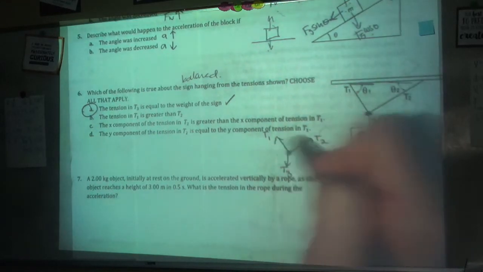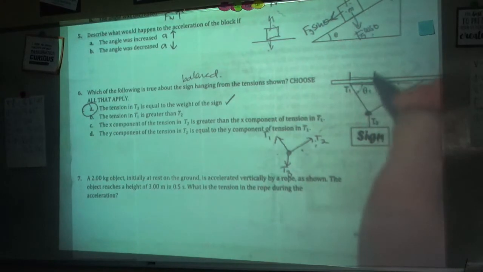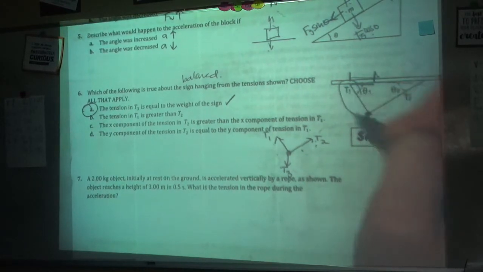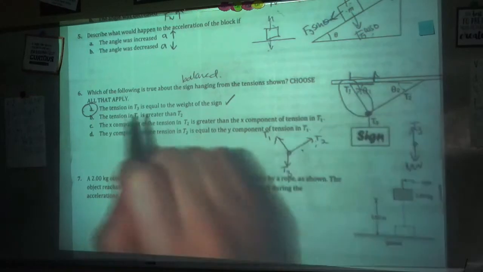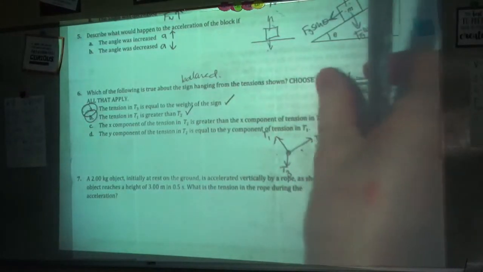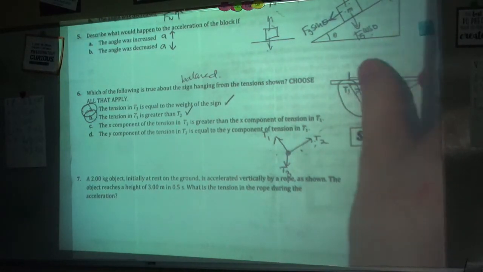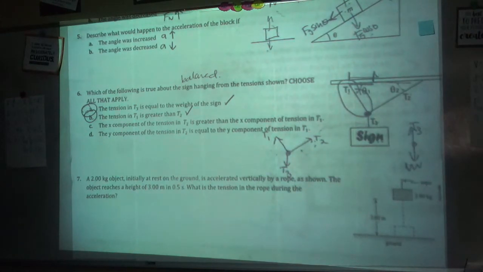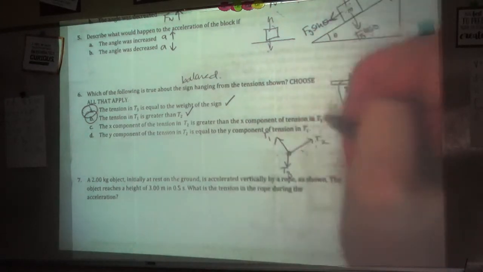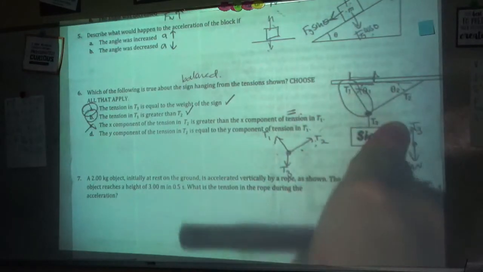So if their x components are equal to each other, and this angle is a much bigger angle, then this has to be a greater tension force. So T1 has to be greater than T2. Yes, that is correct, because this times cosine of a bigger angle must be equal to a smaller force times cosine of a smaller angle. The x component of T2 is greater than the x component of tension in T1. No, that is not true. They're equal because the x net force is 0.